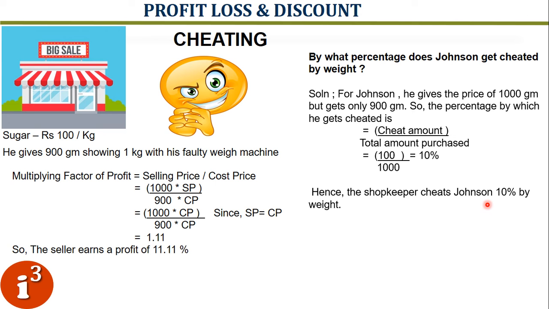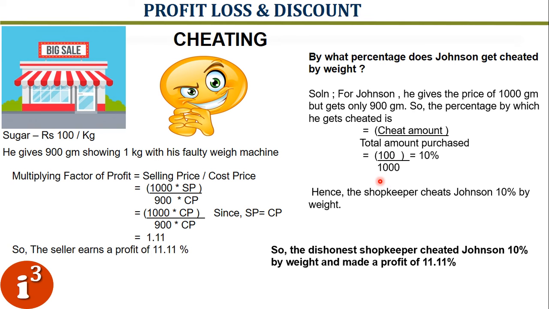But how much profit is the shopkeeper making? The shopkeeper is making a profit of 11.11% because he is showing 1000 gram, but actually he is giving 900 gram. For Johnson, he is getting cheated 100 gram for every 1000 gram he is purchasing. So remember this line: the dishonest shopkeeper cheated Johnson 10% by weight and made a profit of 11.11%.